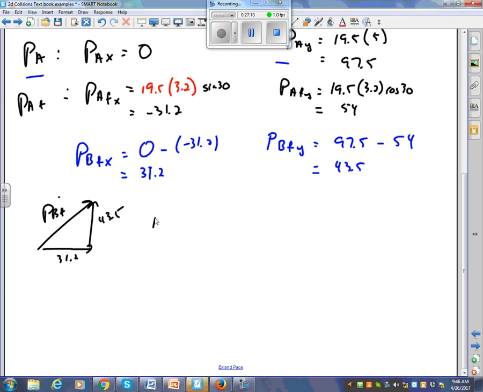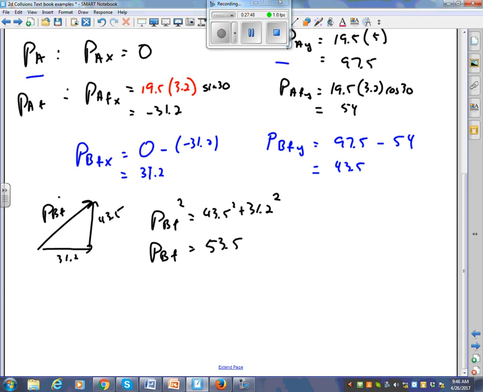So PBF squared, that's why I like that without the prime, I guess. 43.5 squared plus 31.2 squared. PBF equals the square root of 43.5 squared plus 31.2 squared, which equals 53.5. And again, that's just what? That is kilogram meters per second, right, Connor?